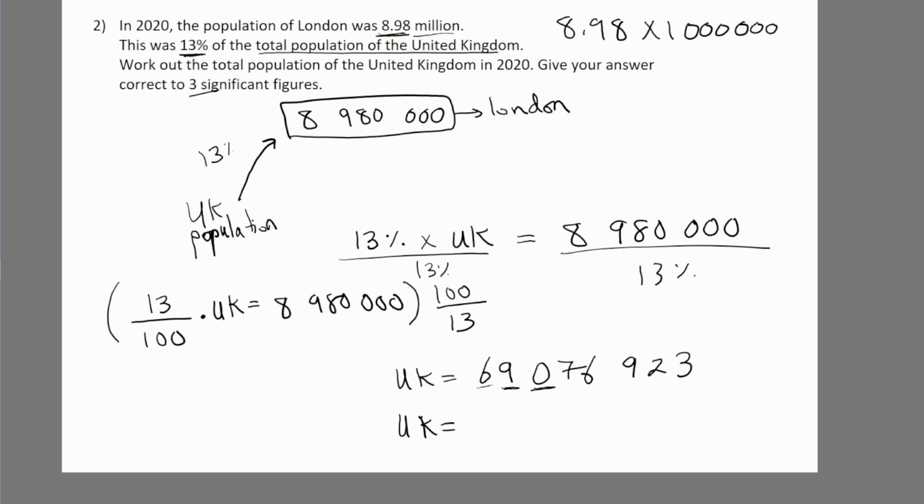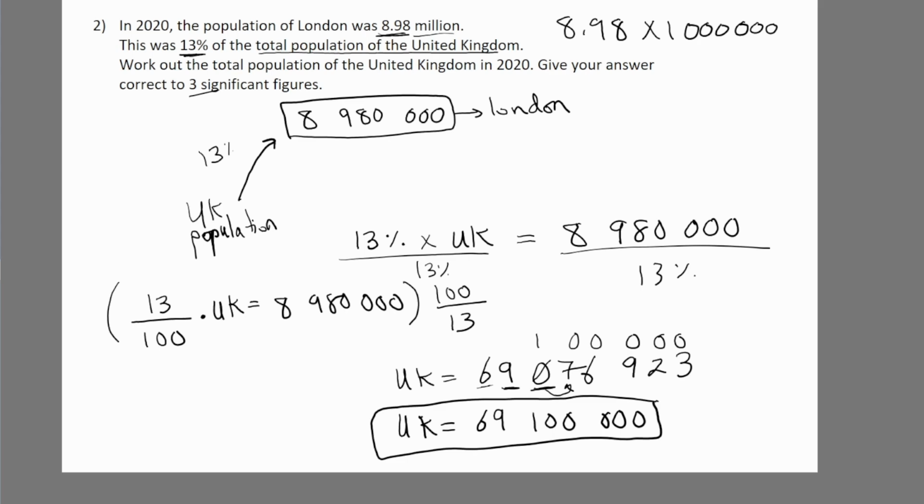So we have a 7 on the right, so it will be rounded up to 1, and everybody else will turn to a 0. So we will have 6.98 million. This is the answer rounded to 3 significant figures.